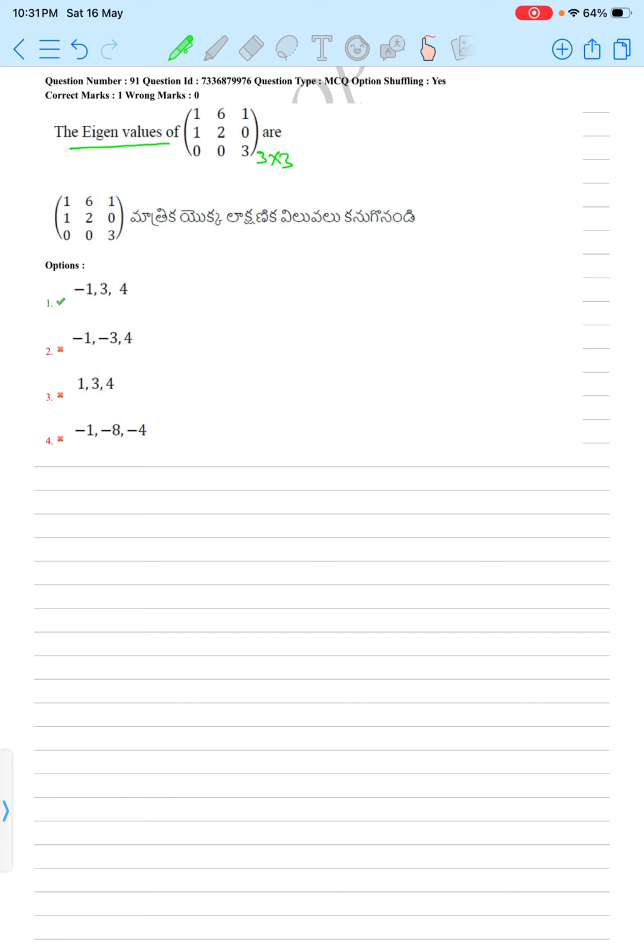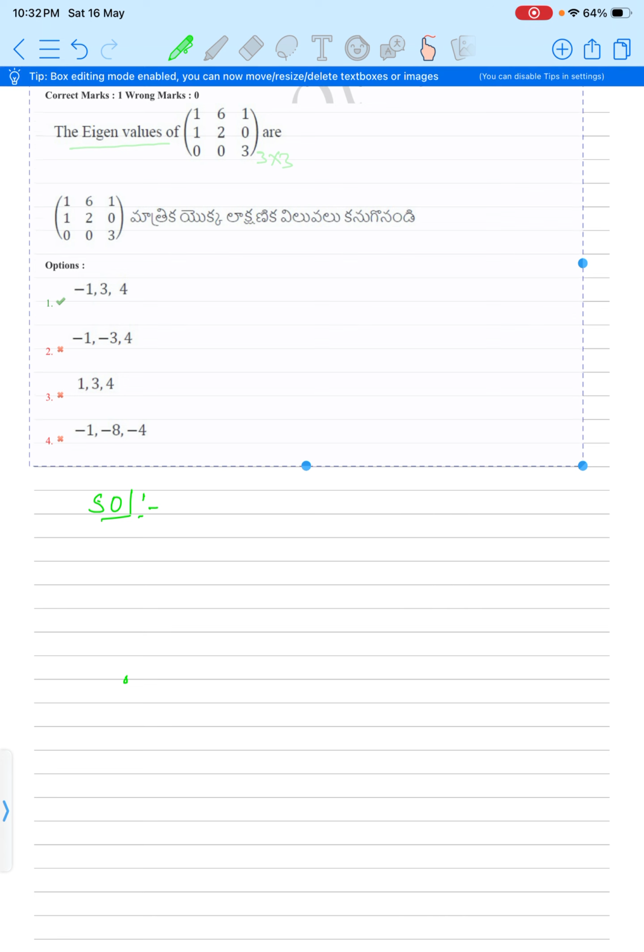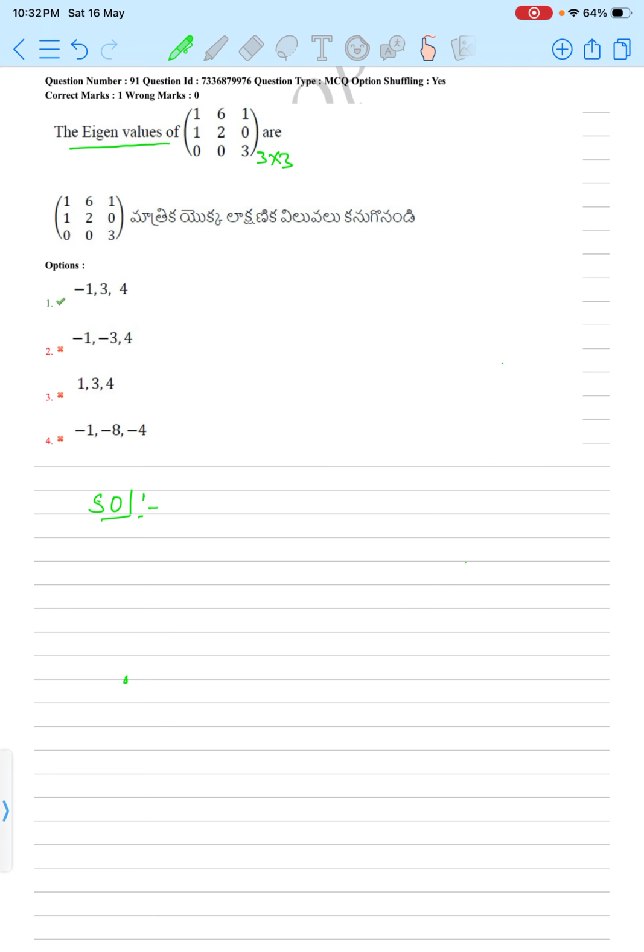There are many methods to find the eigenvalues, but whenever these types of questions come in the exam, don't try to find the values of the eigenvalues. By using some results directly, we can find the possible eigenvalues of a matrix. Because if you find the values of the eigenvalues, it will take more time in the exam, but by using these results we can save time.